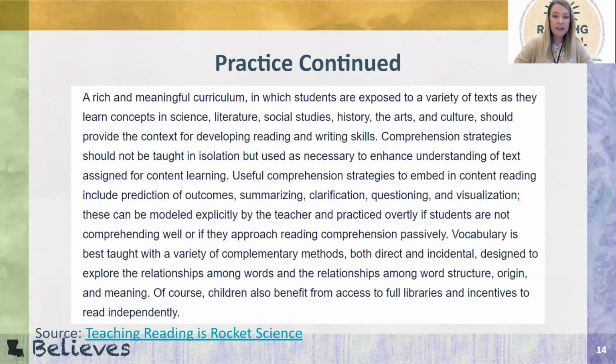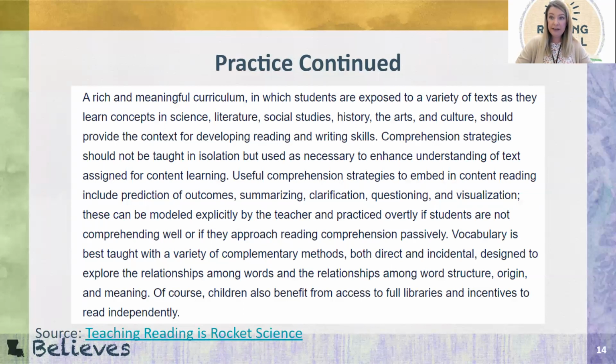Useful comprehension strategies to embed in content reading include prediction of outcomes, summarizing, clarification, questioning, and visualization. These can be modeled explicitly by the teacher and practiced overtly if students are not comprehending well or if they approach reading comprehension passively. Vocabulary is best taught with a variety of complementary methods, both direct and incidental, designed to explore the relationships among words and the relationships among word structure, origin, and meaning. Of course, children also benefit from access to full libraries and incentives to read independently.